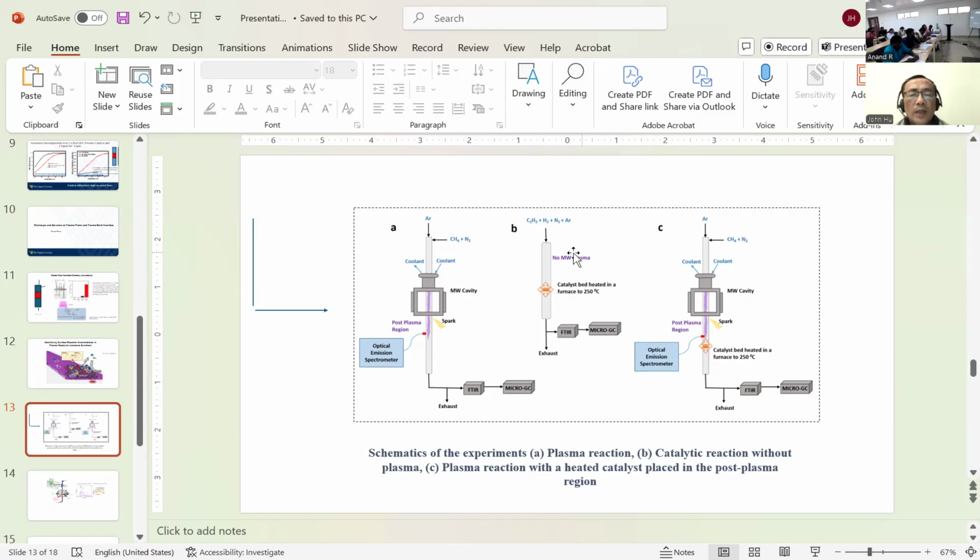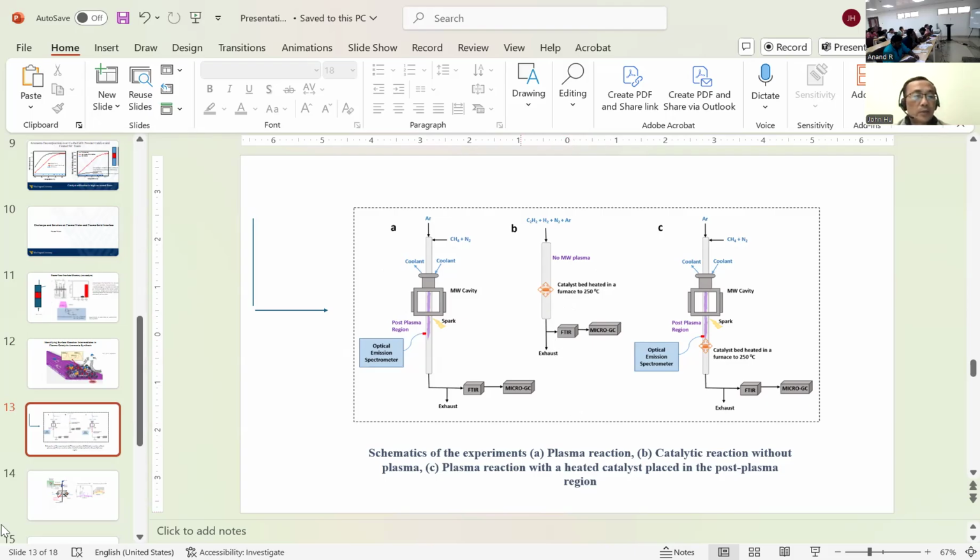In the middle is our baseline. Basically, this is just no microwave, no microwave plasma. We want to compare this scenario: plasma but no catalyst, plasma with catalyst. Here, no plasma but with a catalyst. So this is going to be the baseline. Two scenarios we need to compare with and see how good the plasma is going to be.